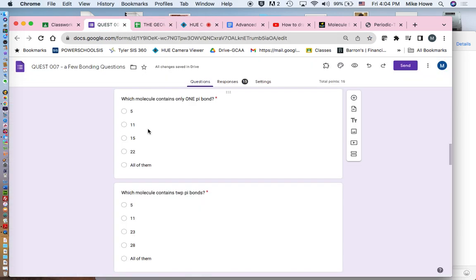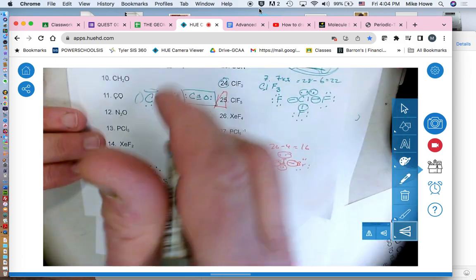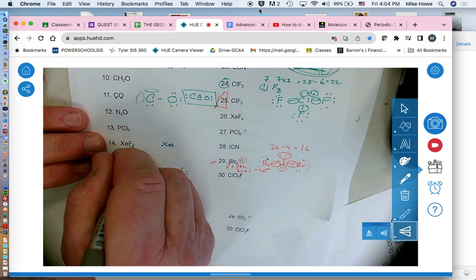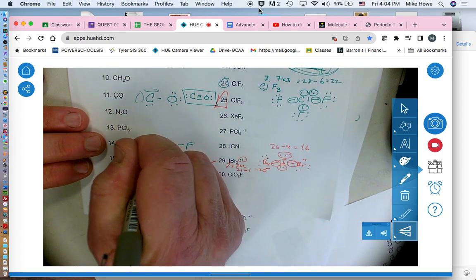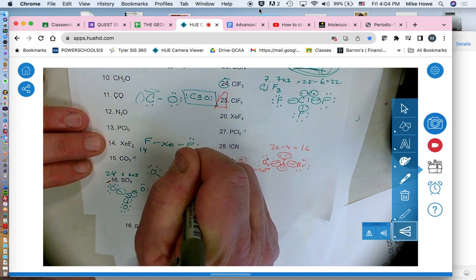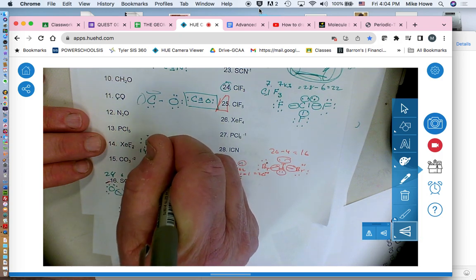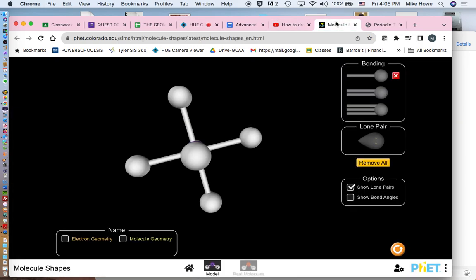Next one was 15 and 22. So 15 and 22. Let's look at those. 15 is XeF2. It's going to have extra electrons. 7 times 2 is 14. So we're going to do F here. We'll do F out here. Take away 4 gives you 18 to put in. 1, 2, 3, 4, 5, 6, 7, 8, 9, 10, 11, 12, 13, 14, 15, 16. It's going to have 2 extras around the center. So when you build that one, it's going to look like this.